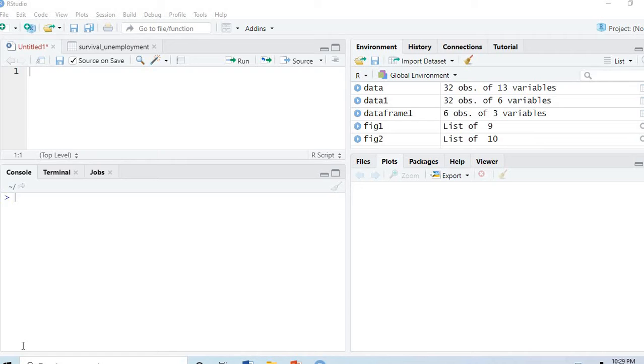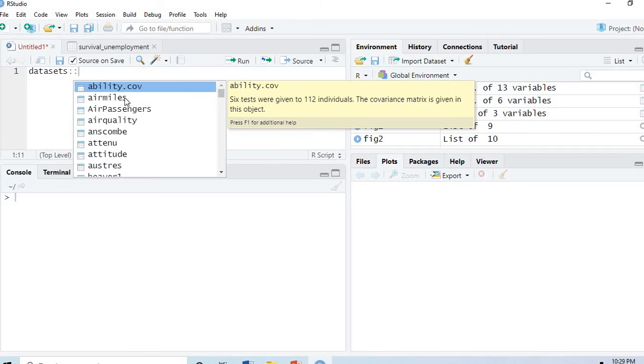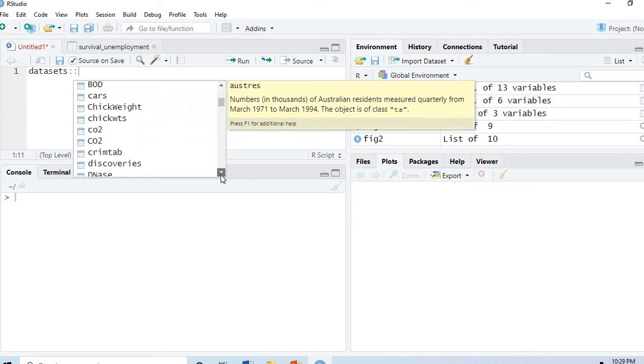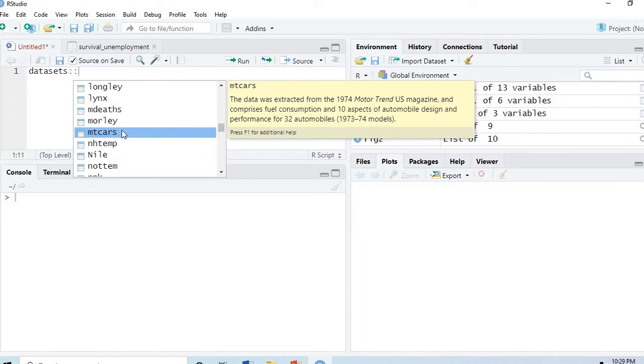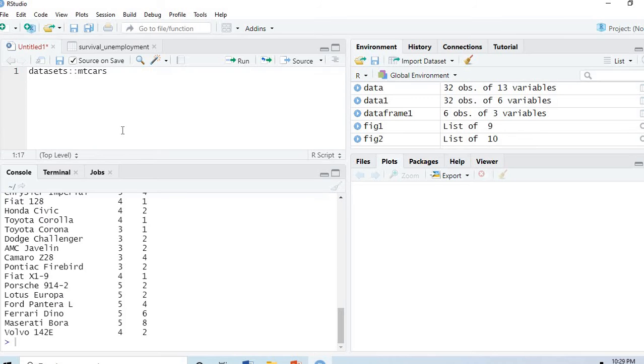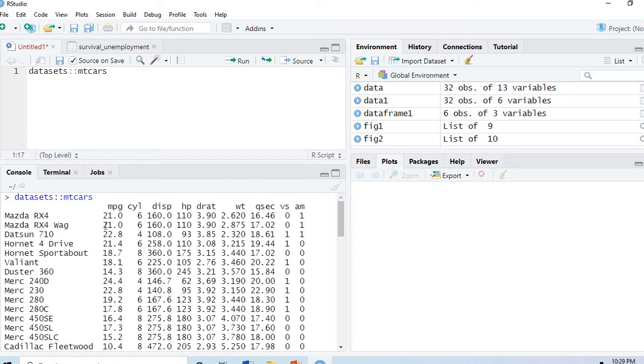To understand the process, we'll take the inbuilt data available in R named mtcars. So first we'll open this data, read it, and understand it. I'm using the script area, using the function data sets and opening the data mtcars. Alt plus enter. Now you can see the various vectors which are available in this data set.